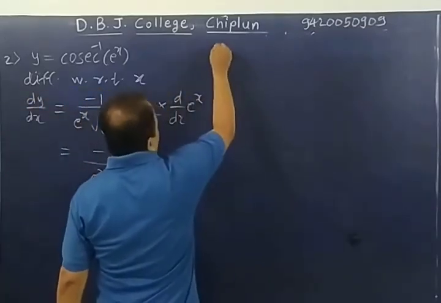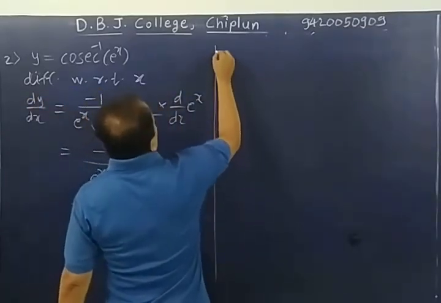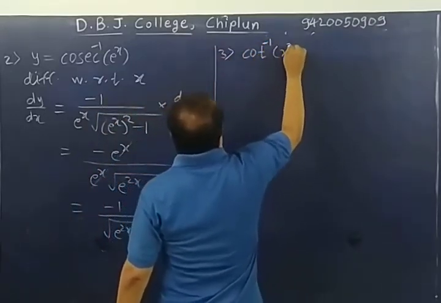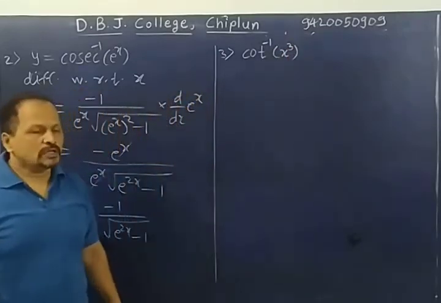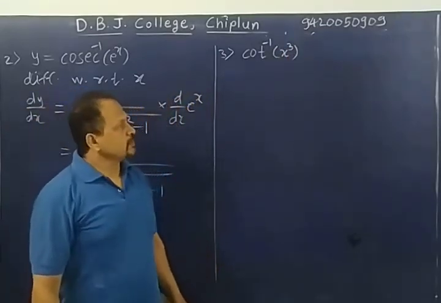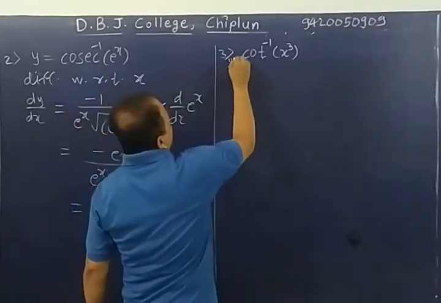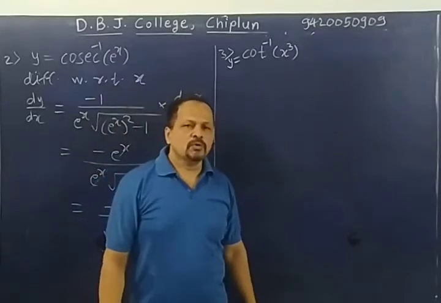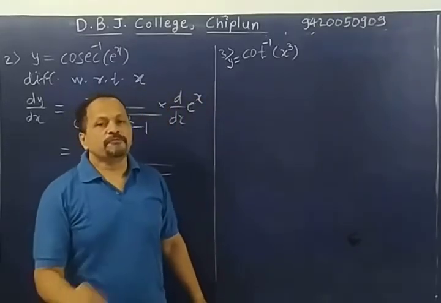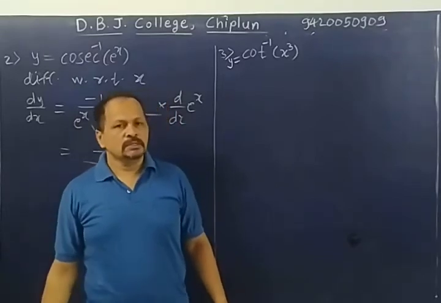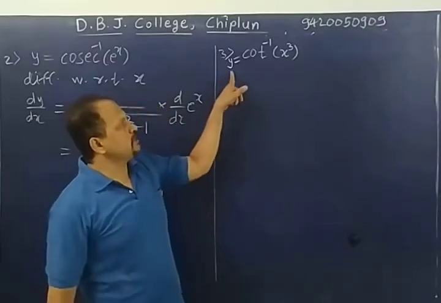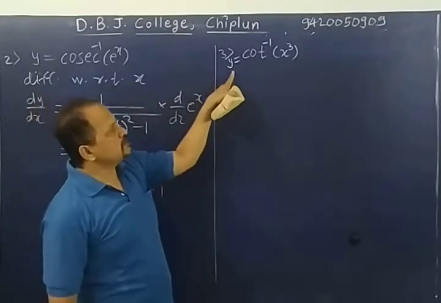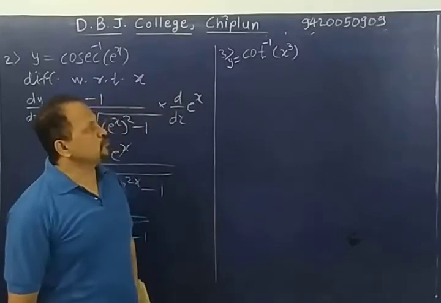Let us move to the next problem. Third one, cot inverse x cube. Always begin the problem with y equal to, because in the book the given thing is only differentiate the following with respect to x. So to differentiate this, you have to begin with either y or with f(x). So y is equal to cot inverse x cube.